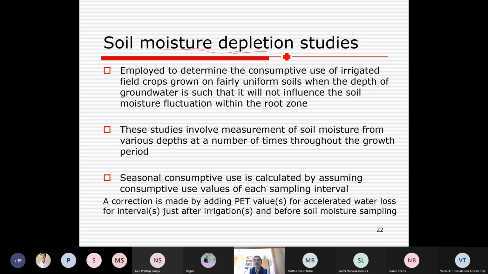So this particular method, soil moisture depletion study, is employed to determine the consumptive use of irrigated field crops grown on fairly uniform soil. When the depth of groundwater is such that it will not influence the soil moisture fluctuations within the root zone, or there is no contribution of groundwater in the root zone moisture condition, there we simply take soil moisture depletion studies to find out consumptive use by the crop in a particular season. So these studies involve measurement of soil moisture from various depths, again different soil layers, a number of times throughout the growing period.